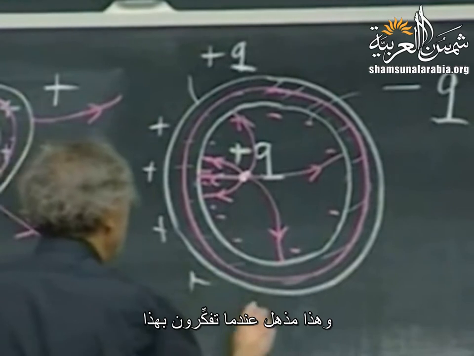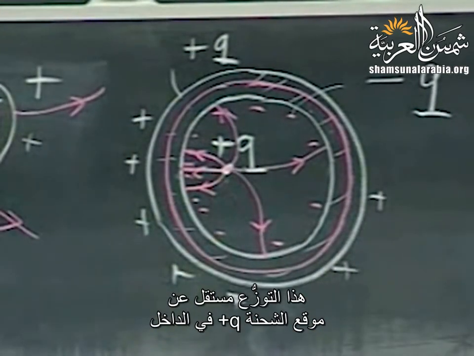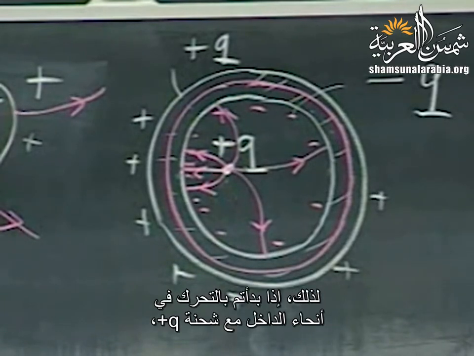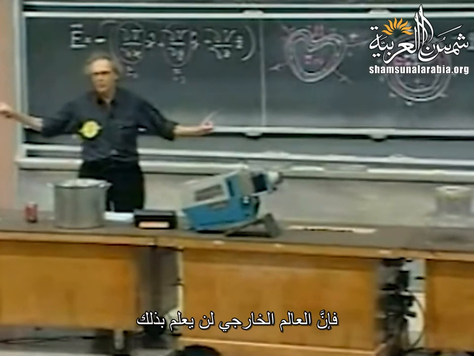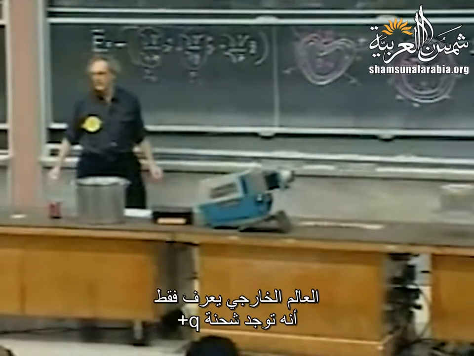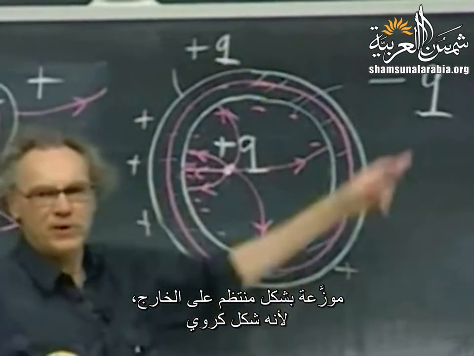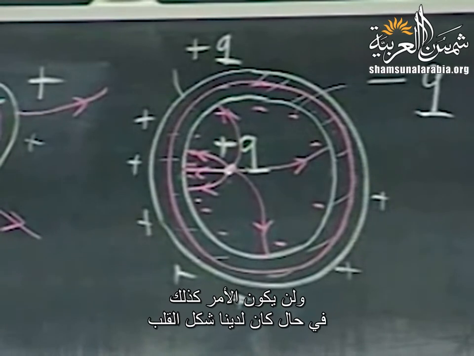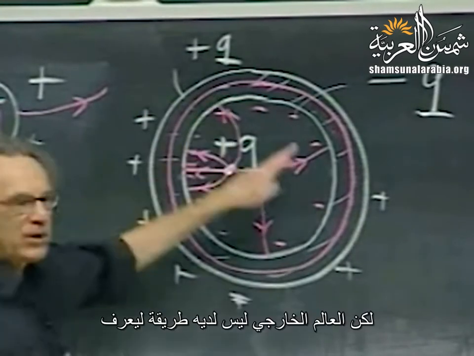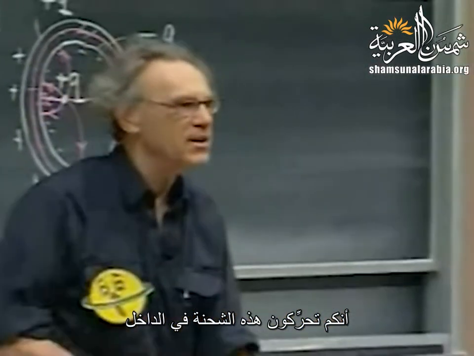And that is amazing when you think of that. It's independent of the position of that charge plus Q inside. So if you start to move around with that charge plus Q inside, the outside world will not know. The outside world only knows that there is a charge plus Q uniformly distributed on the outside because it is a sphere. That would not be the case if it were a heart. But the outside world has no way of knowing that you are moving that charge inside around.